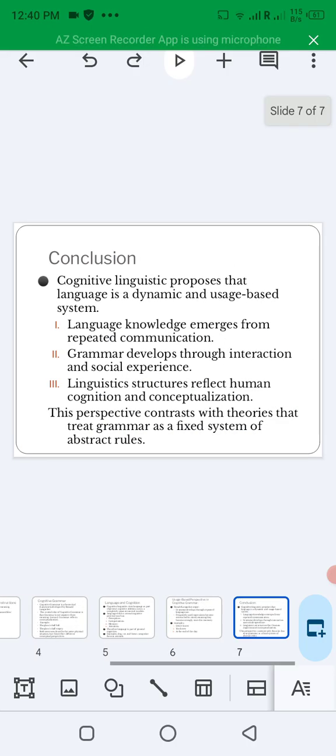Now we come to the conclusion of this topic. The first point is that cognitive linguistics proposes that language is a dynamic and usage-based system. It is not a fixed thing. Language knowledge emerges from repeated communication. Grammar develops through interaction and social experiences.